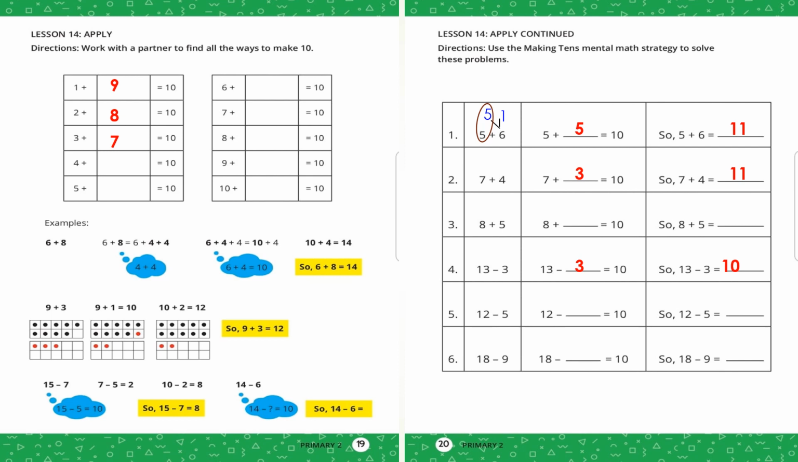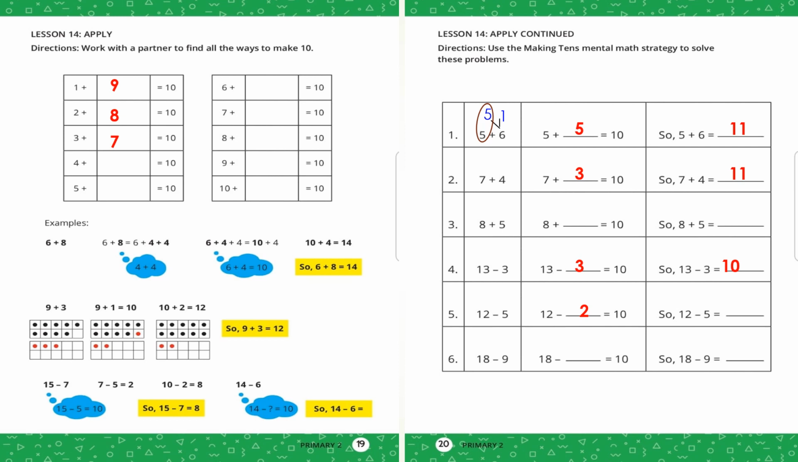The next problem, 12 minus 5. Here we want to make 12 to be Mr. 10. So 12 minus what will give me Mr. 10, our superhero? Of course, 12 minus 2. 12 minus 2 will give me Mr. 10, our superhero. Okay? And 12 will go to 5 and take 2 from it.